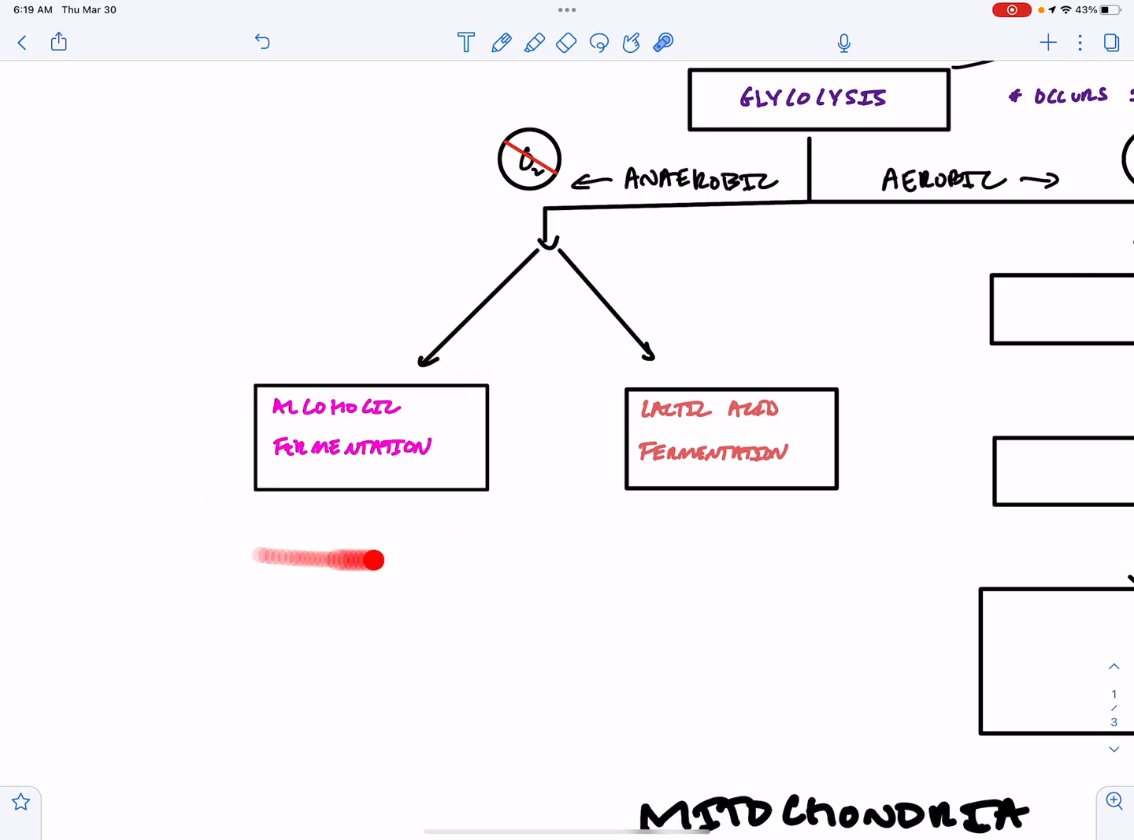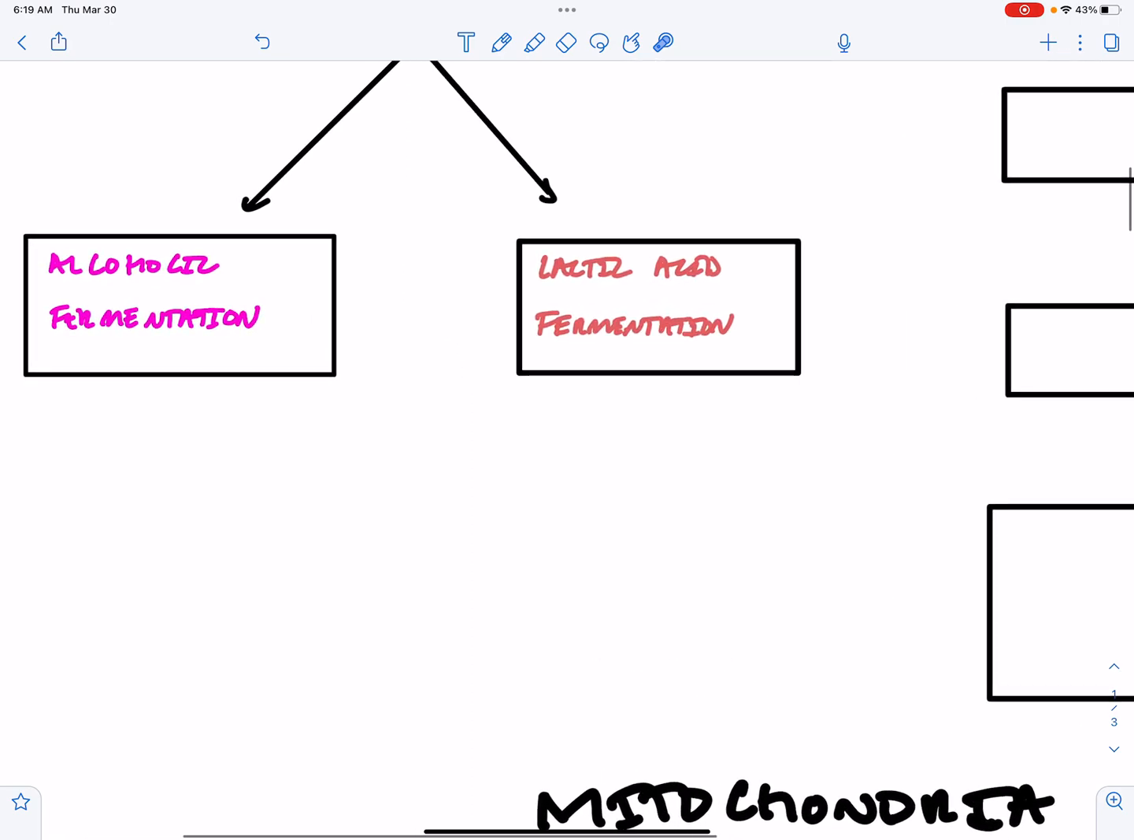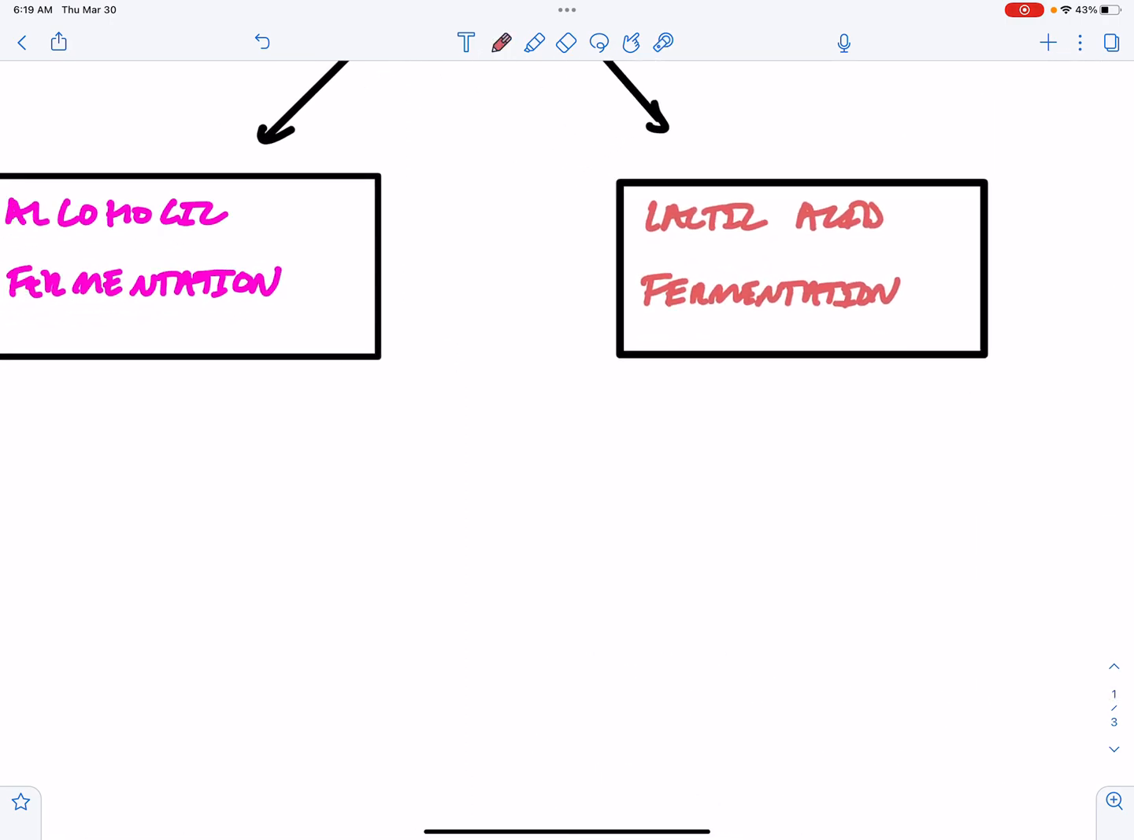Humans do not do alcoholic fermentation. If you were sprinting at practice, you would be getting drunk. But that's not what we do. We do lactic acid. So organisms are either this or this, but not both. There might be an exception to that rule, but for all I know, that's true.